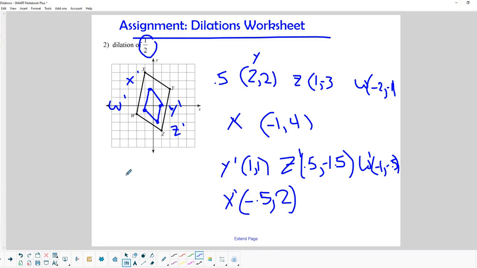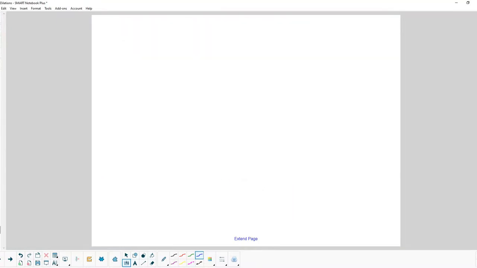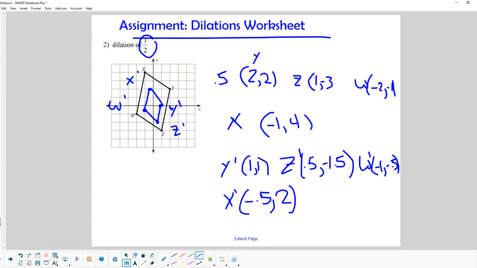So that's the idea on the worksheet that we're going to do. Just kind of looking at a couple of problems, we can do those in class together. If you have any more questions, thank you very much.